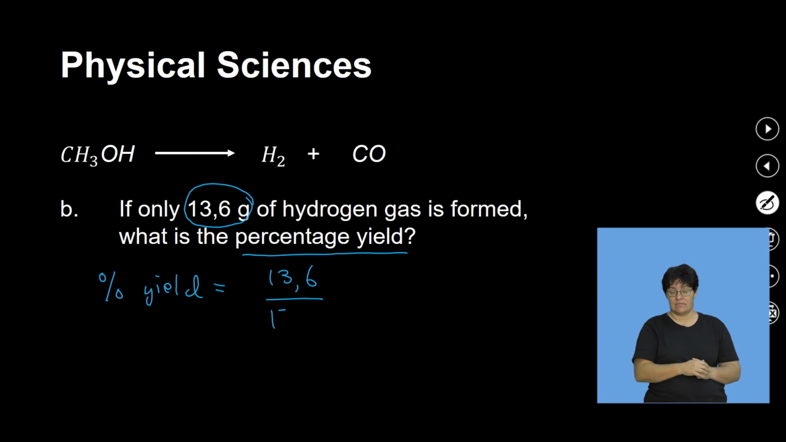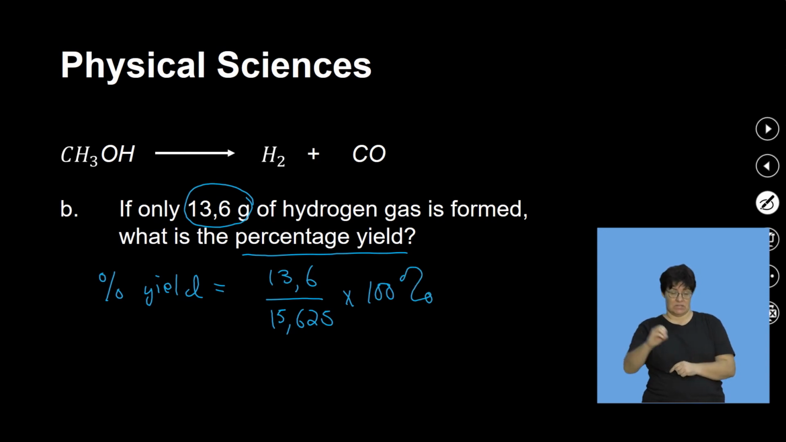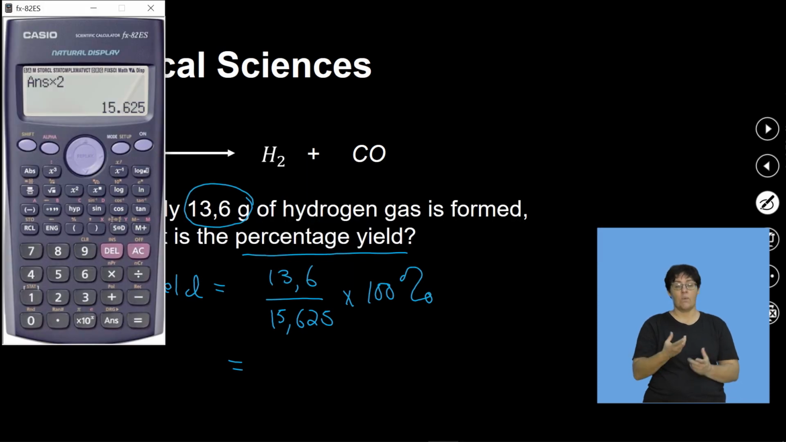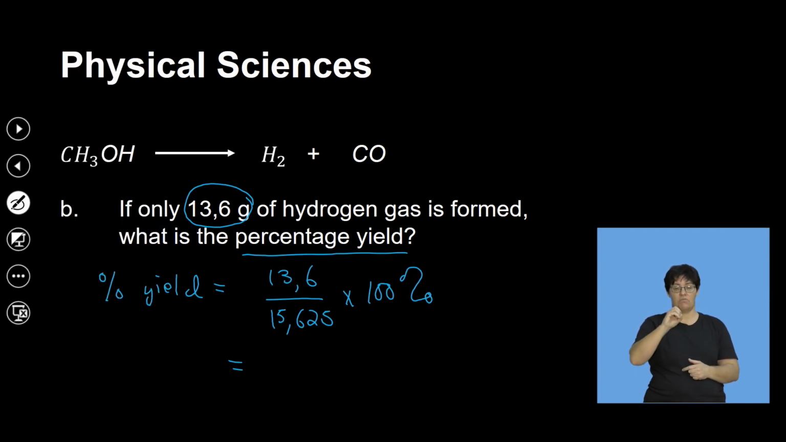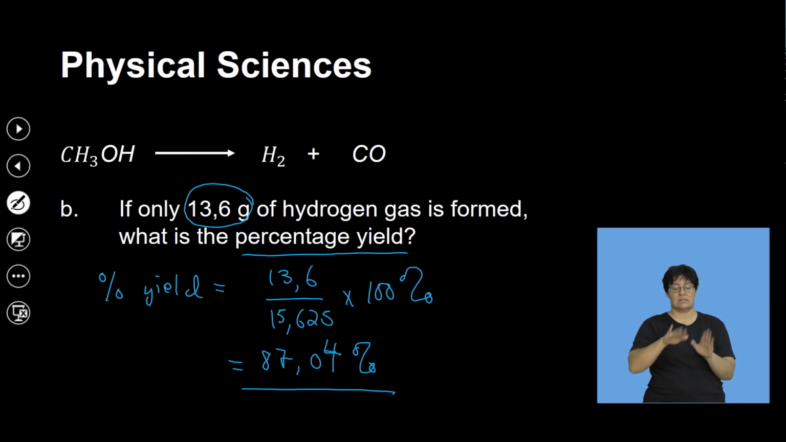15,625 multiplied by 100. That will give us the percentage yield. So our percentage yield in this case would be 13,6, which is the actual yield, divided by 15,625, multiplied by 100. It will give us the percentage. So our percentage is 87,04%. So always leave your answer in 2 decimal places, right?